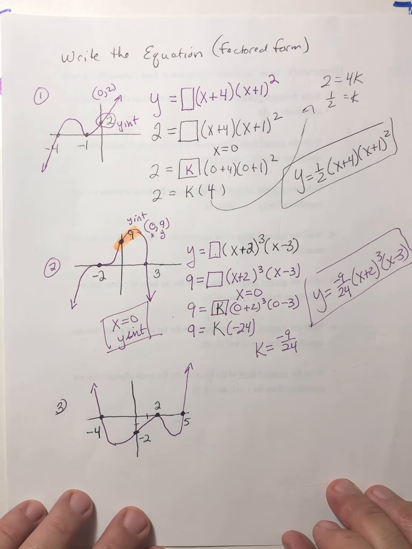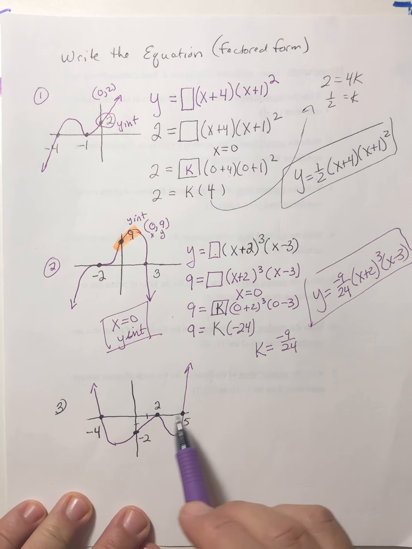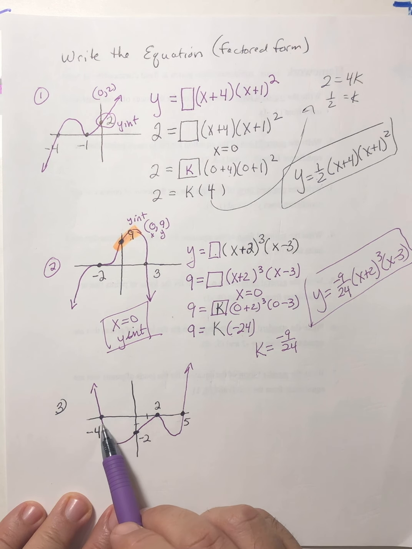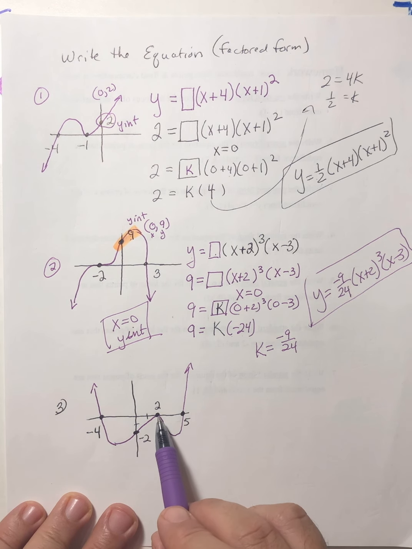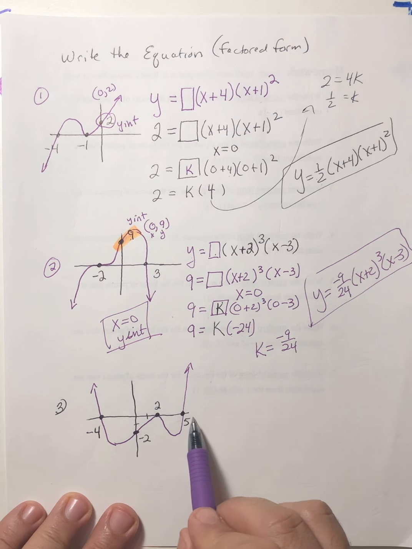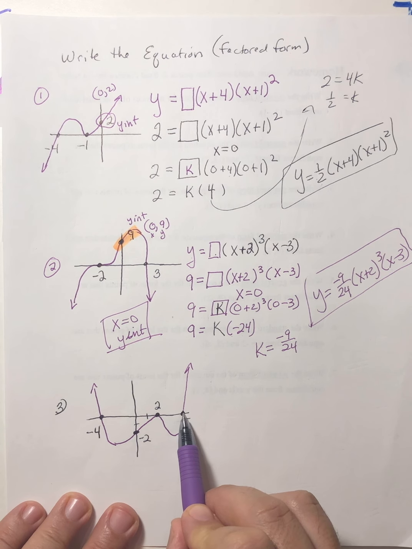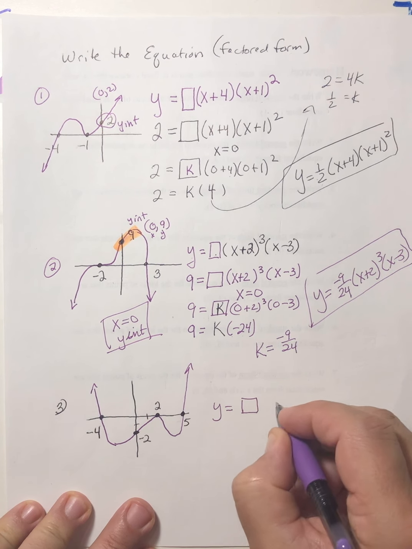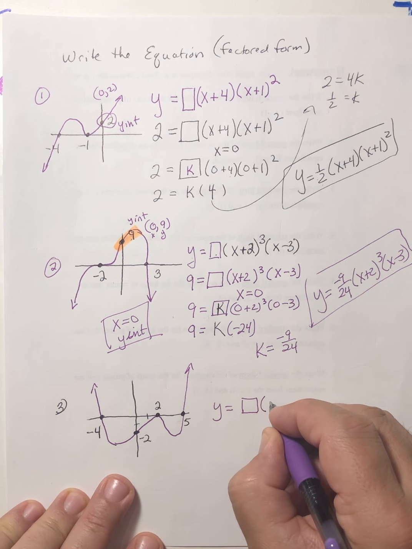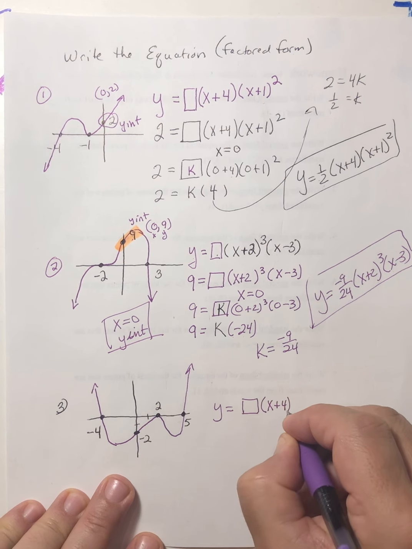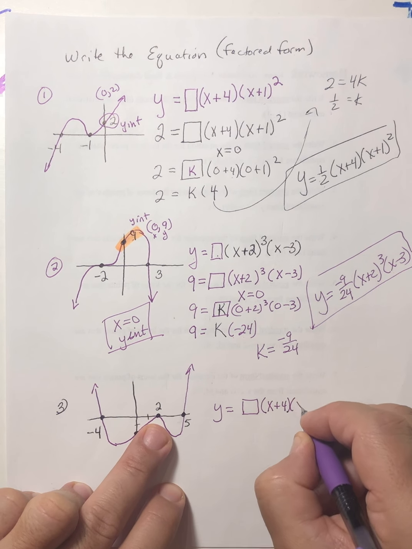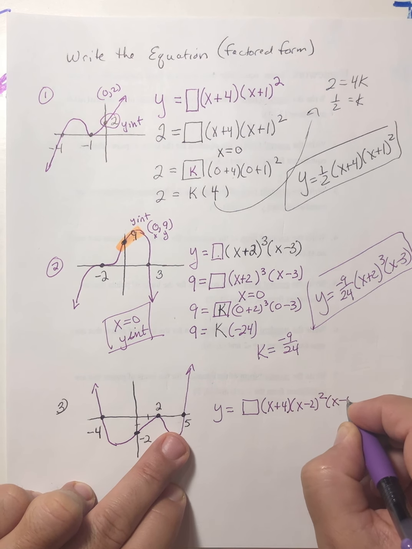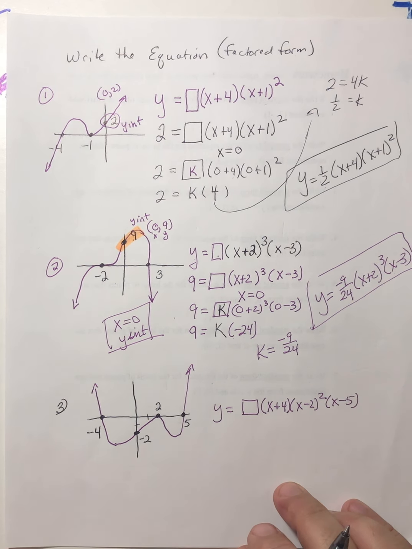All right, let's look at the last one now. We're doing the same steps. We got negative 4 showing once, we have a bounce at 2, and we have going straight through 5. So y equals blank. And then I have my x plus 4 showing once. Then I have x minus 2 showing twice. And we have x minus 5 showing once.